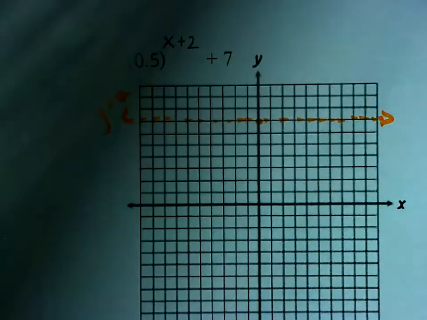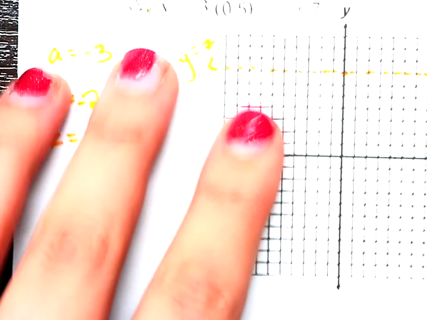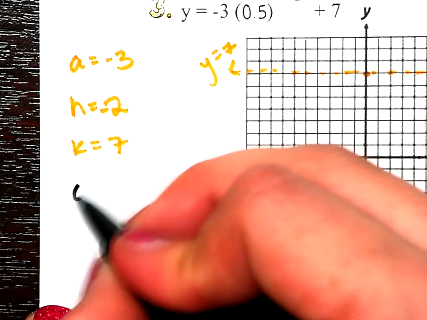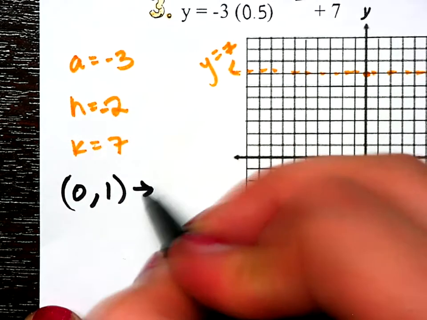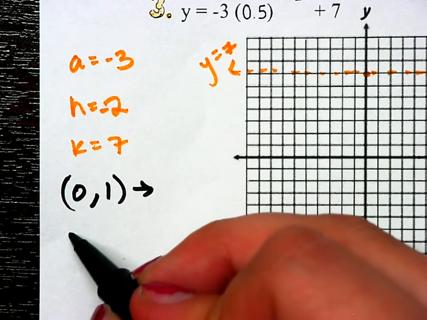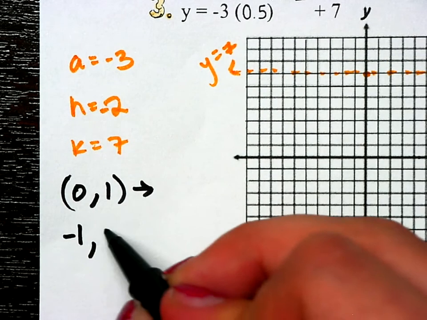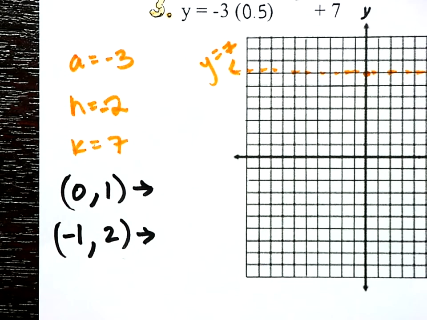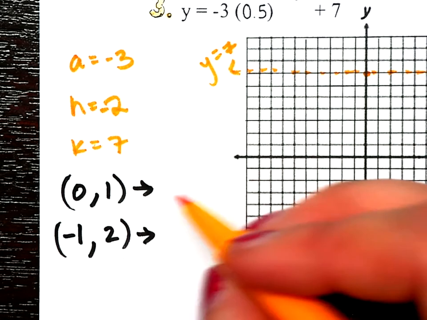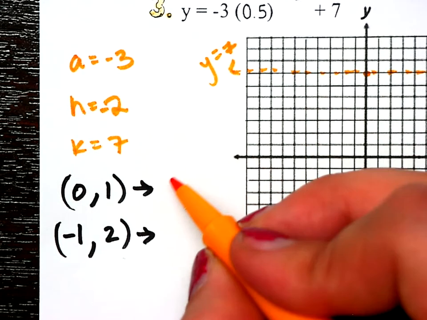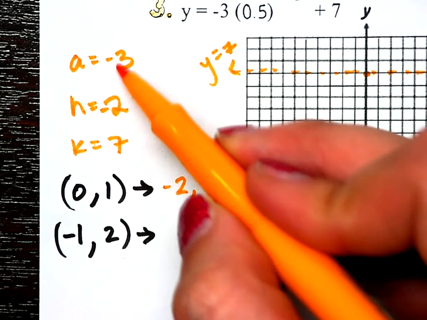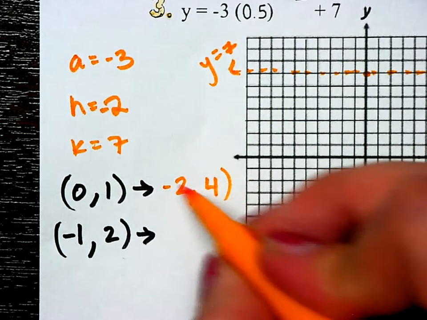Okay, and then we need to find our 2 reference points. Write those in black first. I've got 0, 1, and then the other one would be -1, 2, for similar reasons as the problem before. All right, for this first point, h, a plus k, so -2, and then if I do a plus k, that should give me 4.